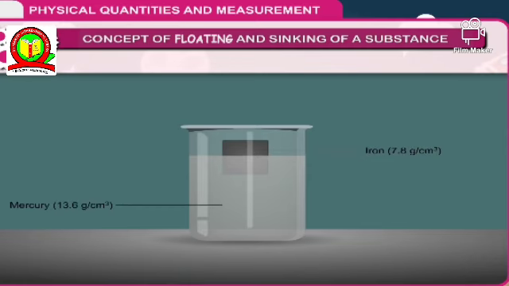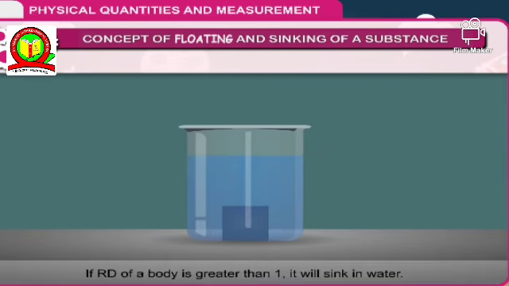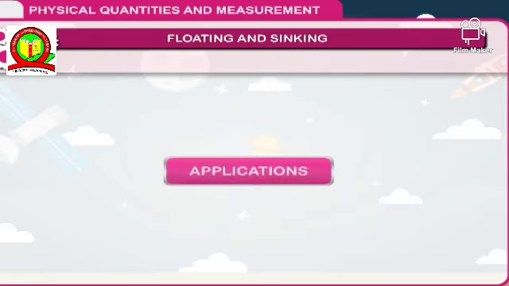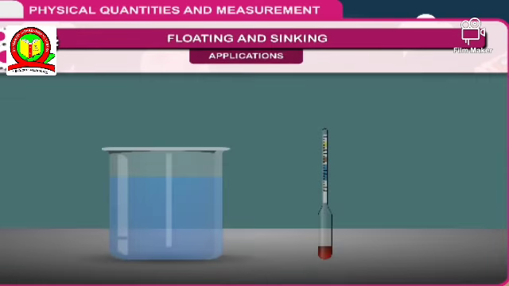But the density of mercury is 13.6 gram per centimeter cube. If iron is put in mercury, it will float on mercury because iron is lighter than mercury. Also, we can say that 1. If the relative density of a body is greater than 1, it will sink in water. 2. If the relative density of a body is less than 1, it will float on water.